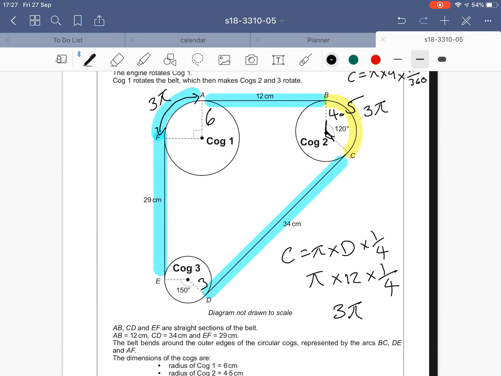This next one down here, so we've got the circumference is going to be pi times our diameter, which in this one is 6, times 150 out of 360, which is the same as 5/12. So we want 6 pi times 5/12, which is the same as 6 divided by 12, which is a half. Half times 5, which is 2.5 pi. So now we have our extra 2 lengths.